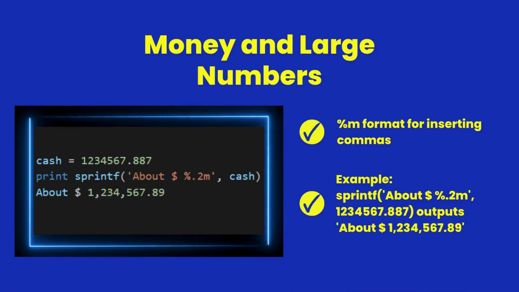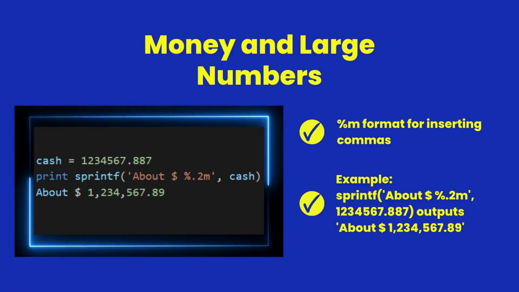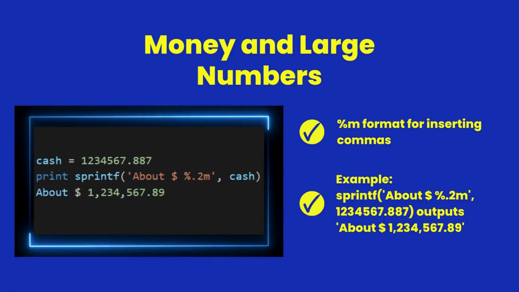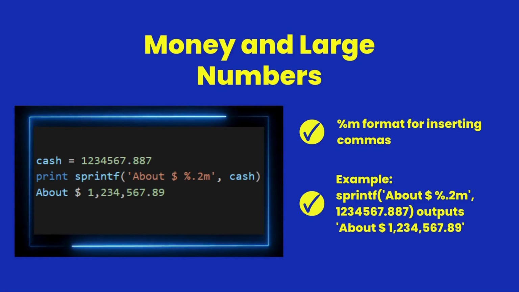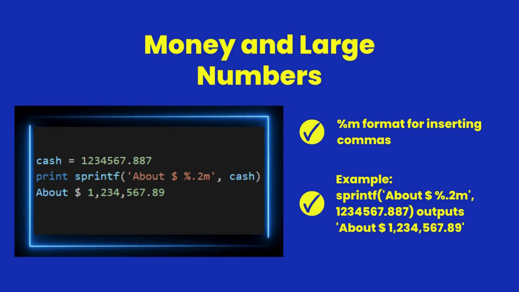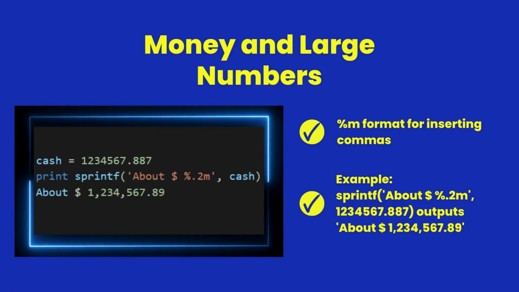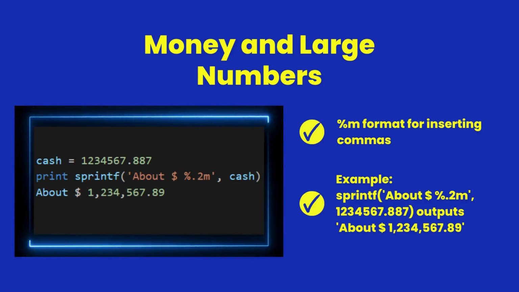Formatting money and large numbers is simplified with %m, which inserts commas as needed. For example, SPRINTF about $%.2m 1,234,567.887 outputs about $1,234,567.89, rounding to 2 decimal places.